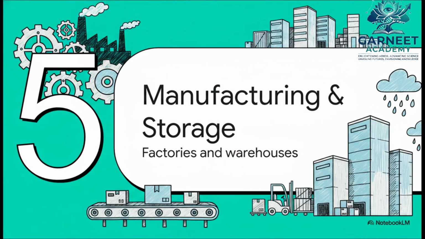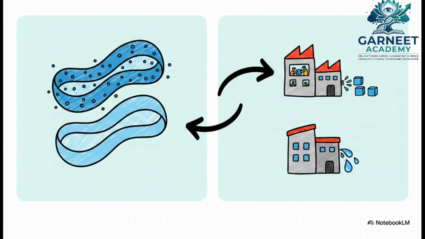Finally, part five, manufacturing and storage, the city's factories and warehouses. A functioning metropolis is constantly creating goods, packaging them up, shipping them out, and storing the excess for a rainy day. Just outside the central command, we find our factories. The diagram shows us these blue, folded, ribbon-like structures. These are labeled as rough ER and smooth ER.